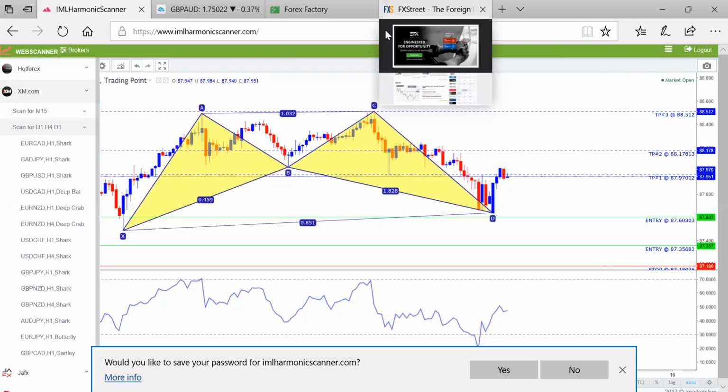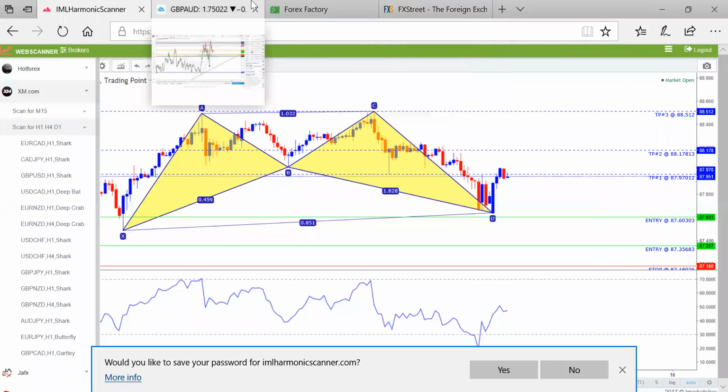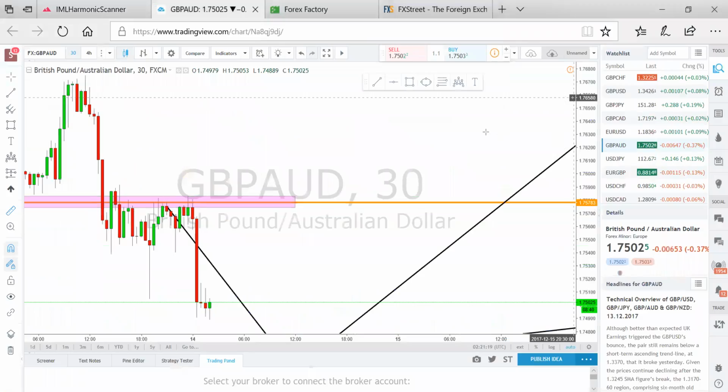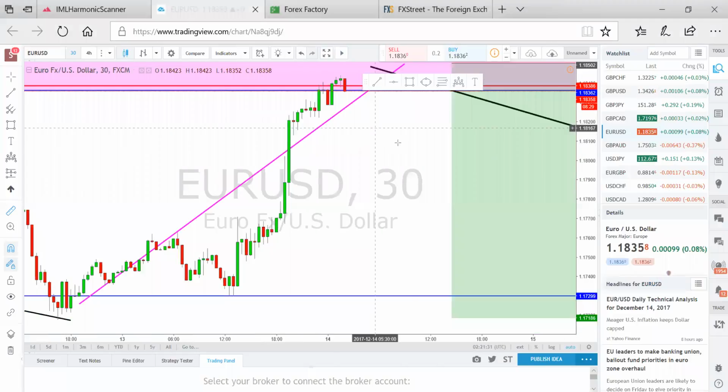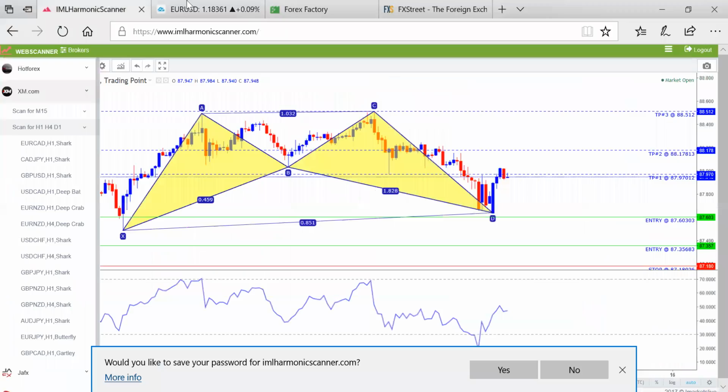Euro USD in blue. Let me check. Oh, look at that. I'm seeing a slight little drop there on the 30 minutes. So we might catch a little pips tonight with the Euro USD. So that's Euro USD blue, beautiful, and we got that from the harmonic scanner, guys.